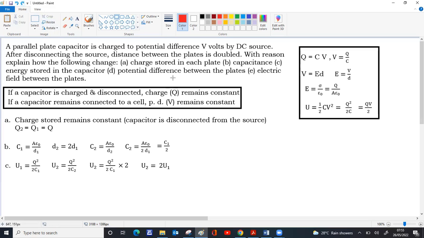Now the fourth one, potential difference. Potential difference, you have 2 options: E into D, or Q by C. We already know Q is constant and the change in C. So this is the best option for finding the potential difference.